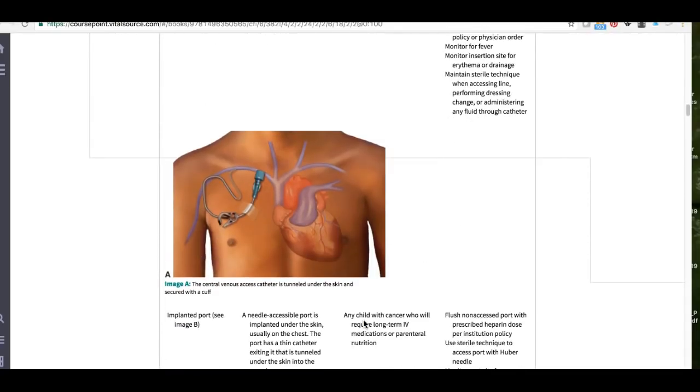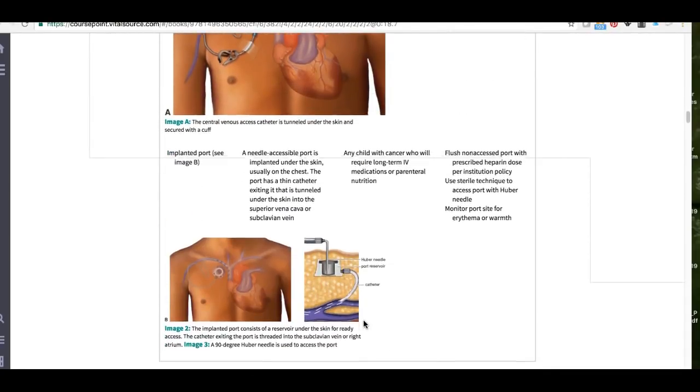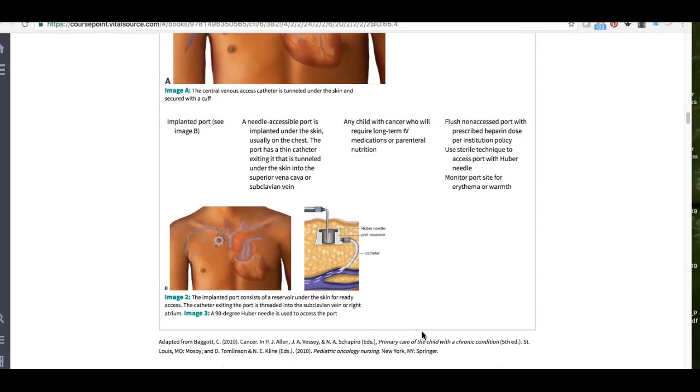Okay, and this is kind of random that they put this right in the middle here, but a lot of times you're going to see a port. All the time you're going to see some sort of central venous access. Ports are probably the most common. They can have CVCs, Broviac catheters, different types of catheters as well, but most of the time you see a port. So this is what a port looks like. You have to access it with what's called a Huber needle.